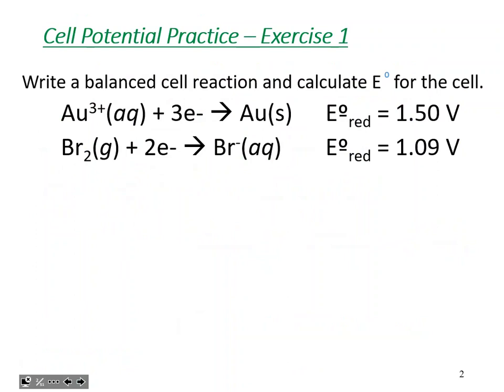All right, let's look at this example here. We're going to write a balanced cell reaction and calculate our standard E cell for this particular one. Now they gave us both the reduction potentials, and I'm creating a galvanic cell to run here on its own, thermodynamically favored. Which one am I going to flip, so I can guarantee that I'm getting a positive cell potential or E cell? Which one has to be the oxidation one out of the two in order for it to be a galvanic cell?